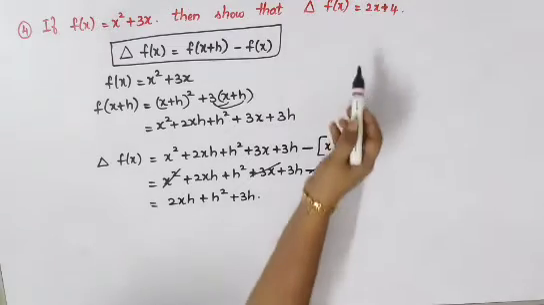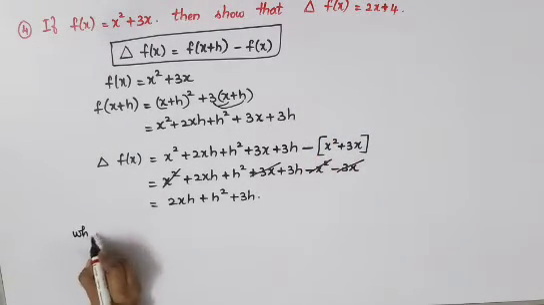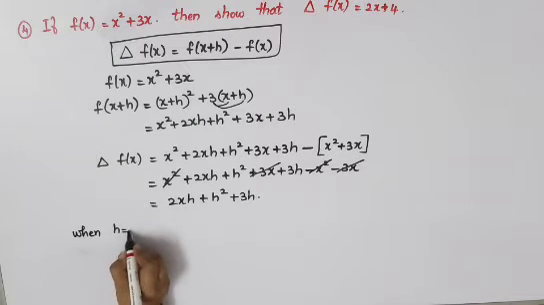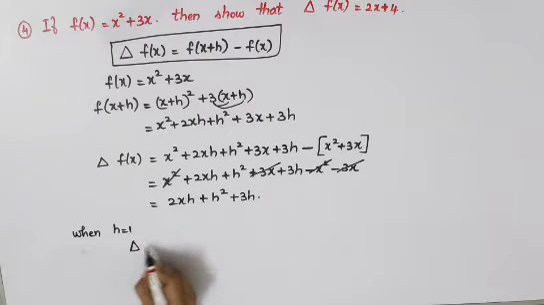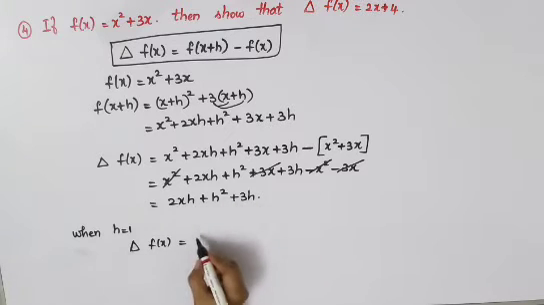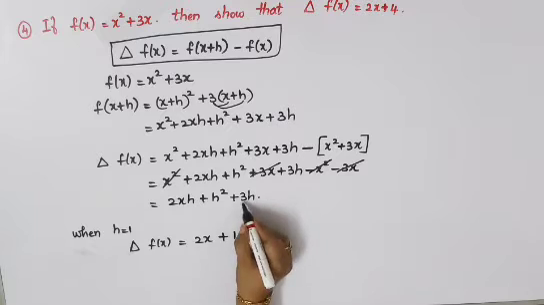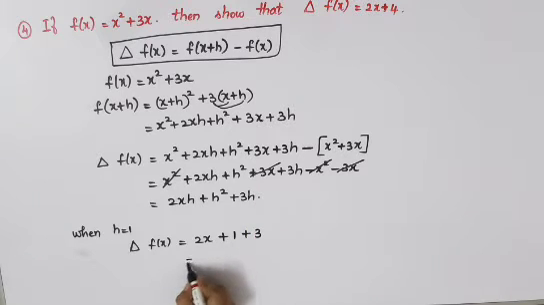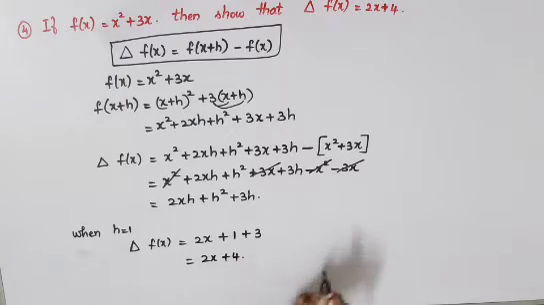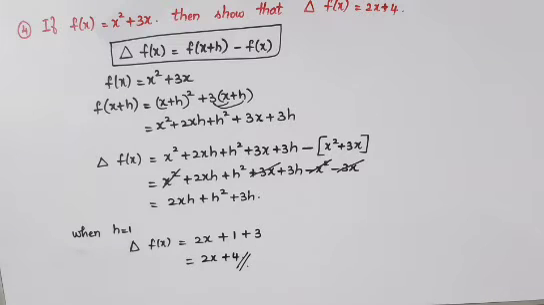They should have given you h is equal to 1 in the question. Since it is not given, we can take it as when h is equal to 1, delta f of x is equal to, wherever h is there, put 1. So 2x into 1, plus 1 square, I'll just write it as 1, plus 3 into 1, it will become 3. That is equal to 2x plus 1 plus 3 will become 4. That is the answer we needed here. So we have got it. So this is the answer for your fourth question.